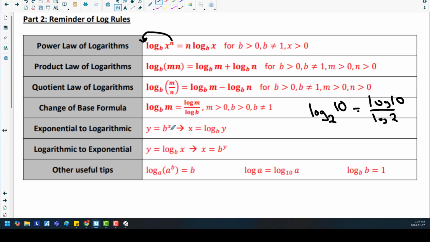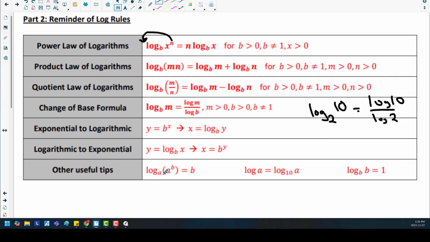All right, and then we have exponential to logarithmic form. So we have y equals b to the power of x. That's an exponential form, which is equal to, now, x is equal to log base b of y. So you're just changing it from one form to the opposite form. Going from log form to exponential form, y equals log base b of x, and that goes to x is equal to b to the power of y.